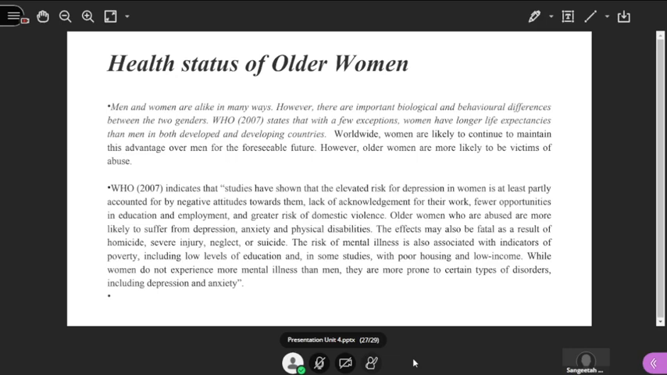Why? Why, guys? Because of what? Why are older women who are abused more likely to suffer from depression, anxiety, and physical abuse?